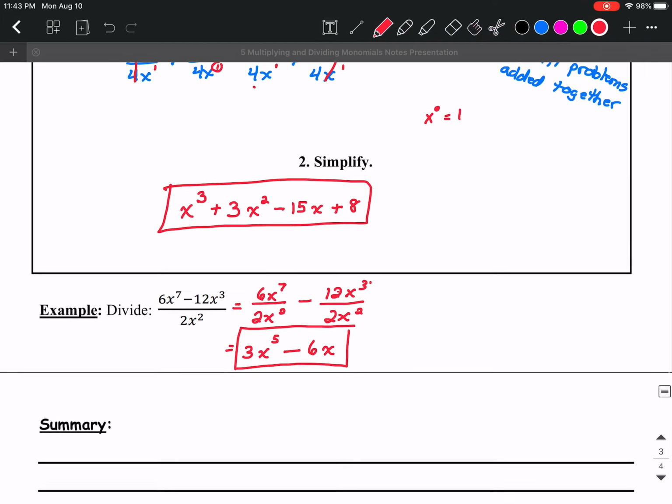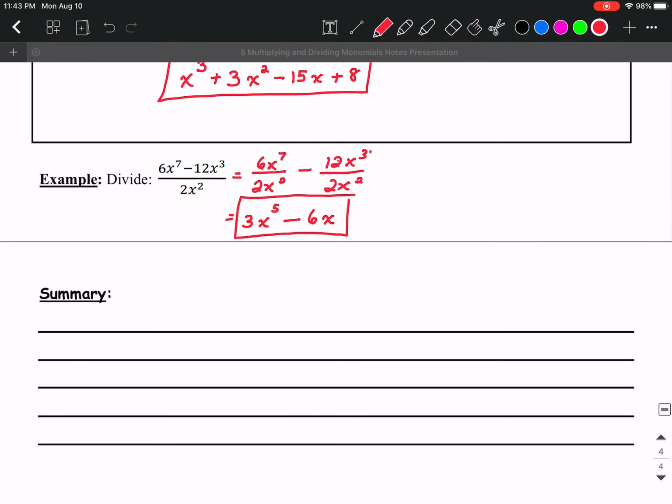All right, guys. So we finished that lesson for now. Okay, we looked at multiplying monomials. We multiply the coefficients. We add the exponents on like variables. For dividing monomials, we divide the coefficients. We subtract the exponents on like variables. If you have a polynomial divided by a monomial, break it up into the smaller problems, okay?